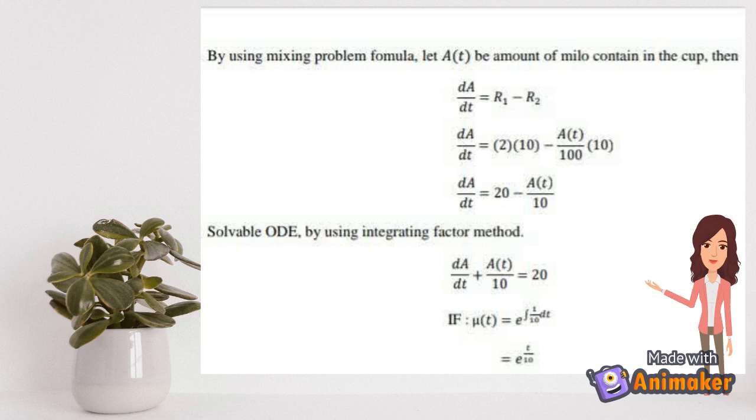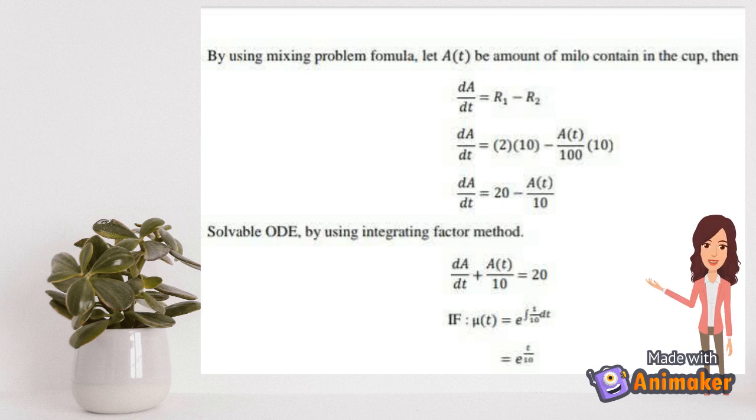By using the mixing problem formula, let A be the amount of Milo contained in the cup. Then dA over dt, which is the rate of change of A in the cup, equals R1, the concentration of Milo in water entering, which is 2, times the flow rate of water entering, which is 10, minus R2, the concentration of Milo in water exiting, which is A over 100, times the flow rate of water exiting, which is 10.